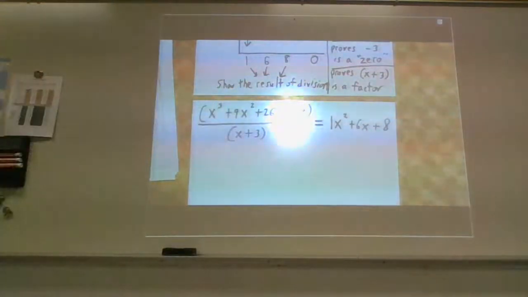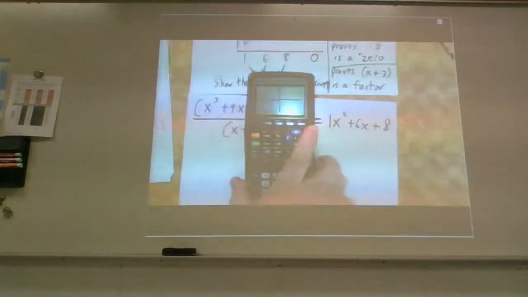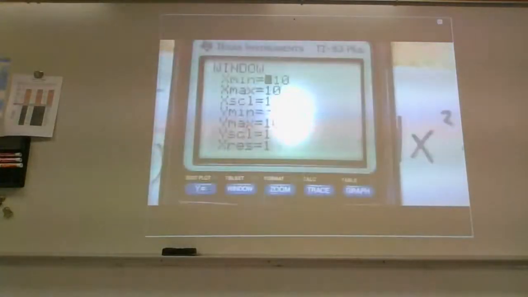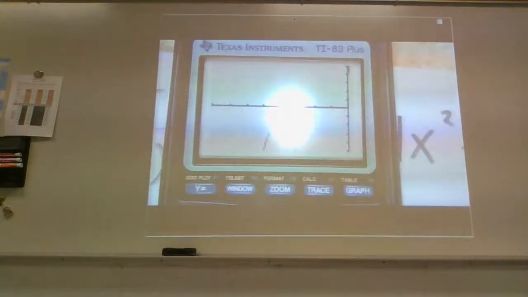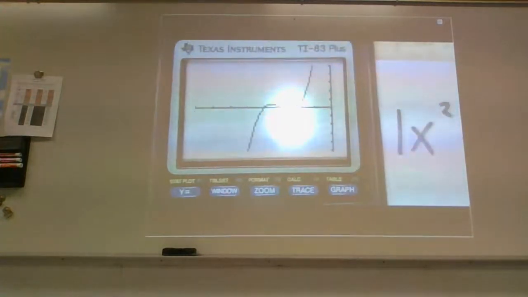Now, let me show you something. I showed you this last week, and I want to show it to you again. Look at this. Zoom in. Change the size of my window here. Nope, let's go to -8. Let's go to -5 to 5. Graph. Look at this graph. This is the exact same graph that we just did. Look at that visually. That is the same exact graph that you just saw before.